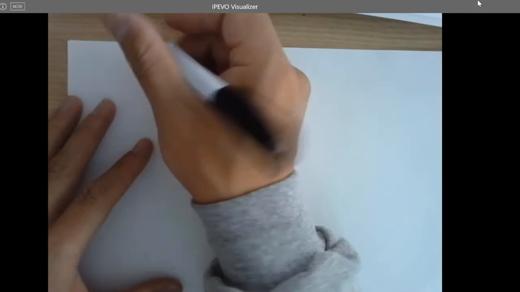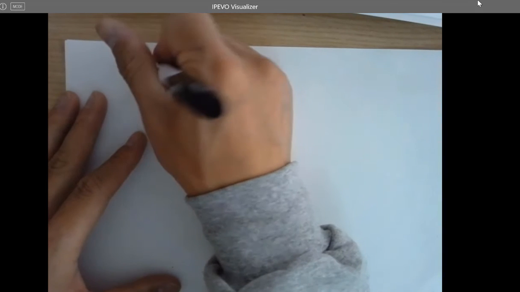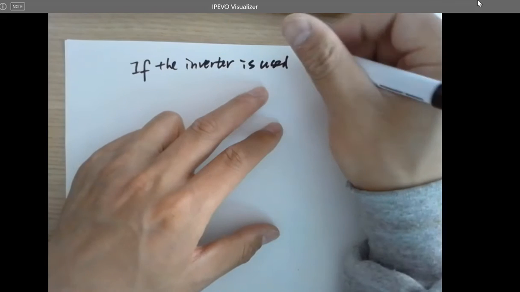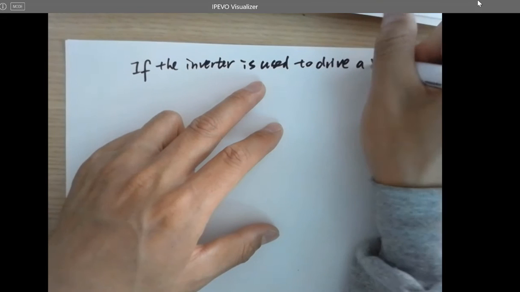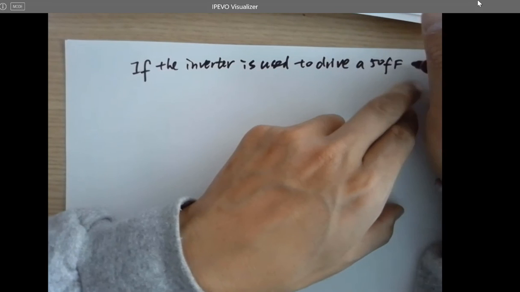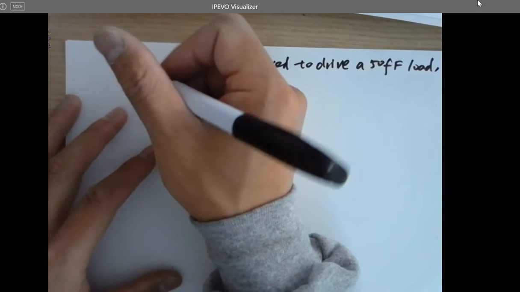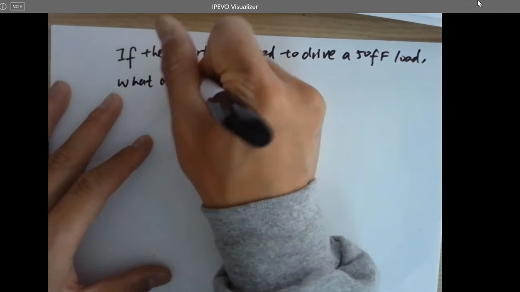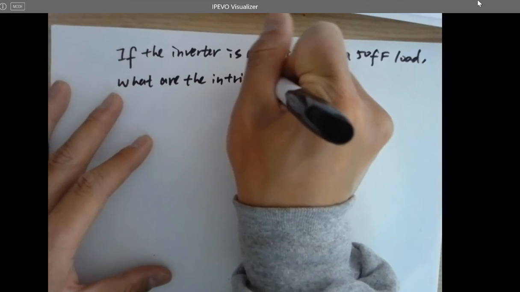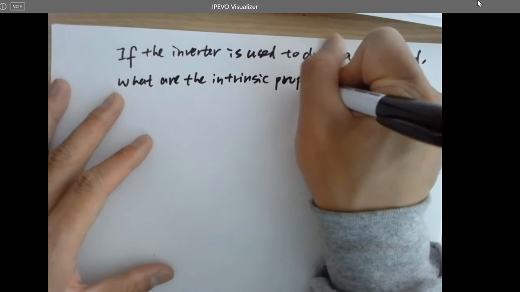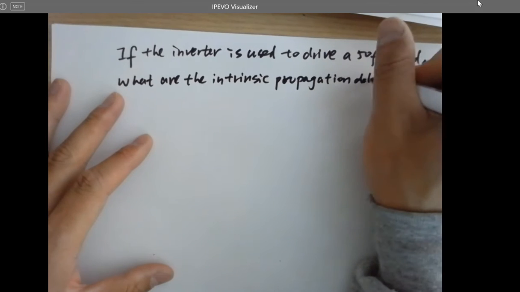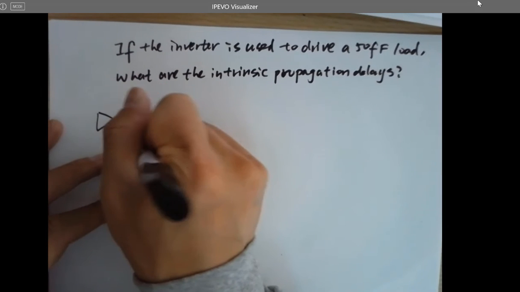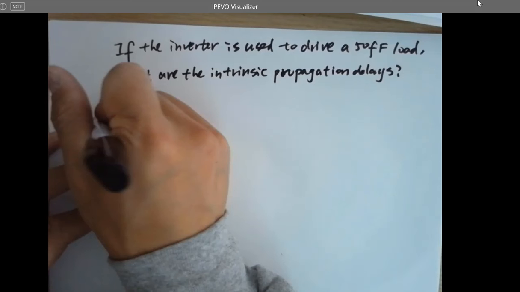Same example. If the inverter is used to drive a 50 femtofarad load, what are the intrinsic propagation delays? So which means this inverter is going to drive a 50 femtofarad load.